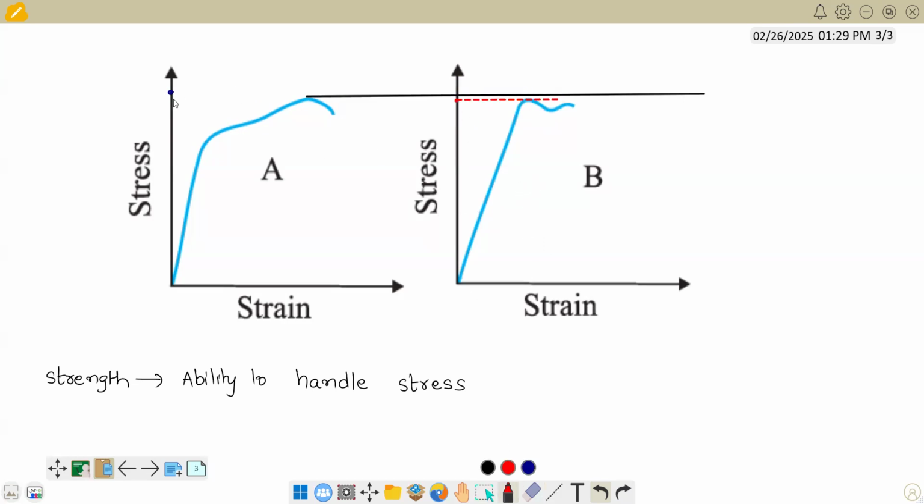Since the first material can handle more stress than the second material before breaking, so we can say A is stronger than B. So strength is defined by its ability to handle stress. So A can handle more stress than B. Visually, it is very hard to tell, but if you have a scale or something like that, we can just mark it. I think in a competitive examination, if this question is asked, he will clearly show you so that you can visually see it and tell.